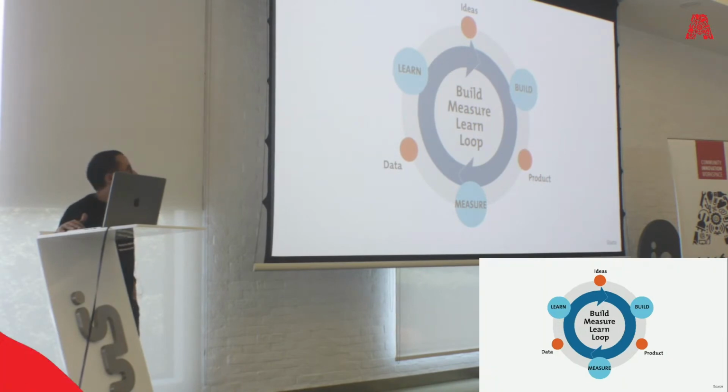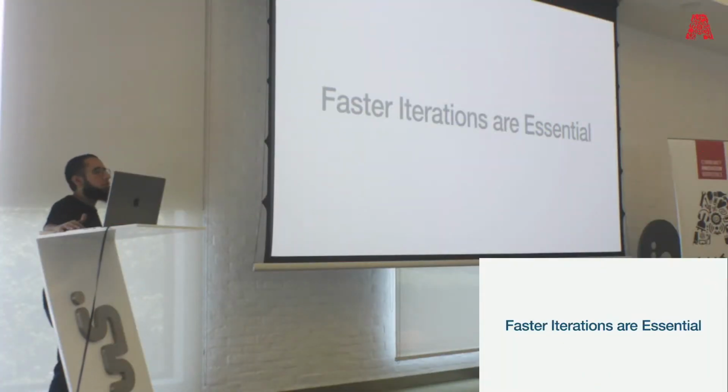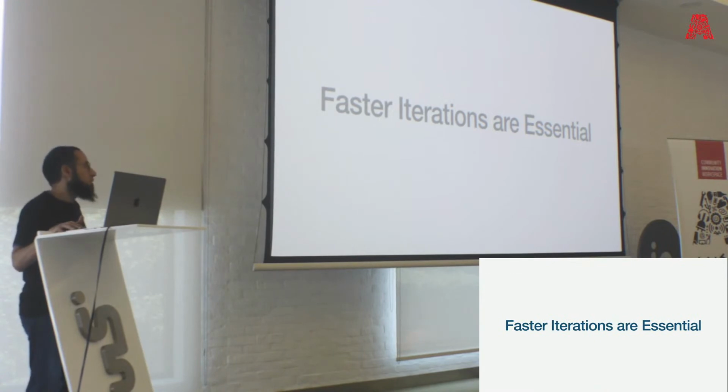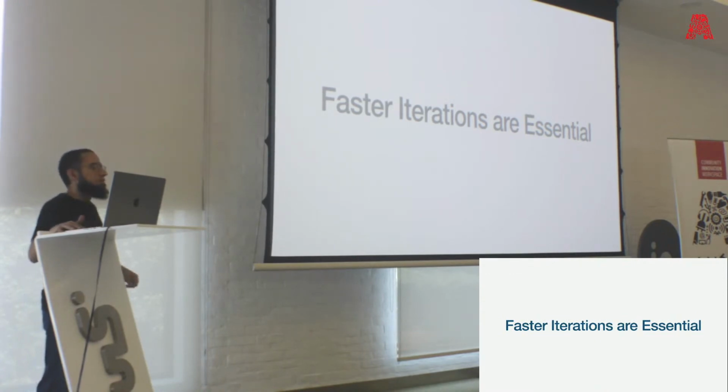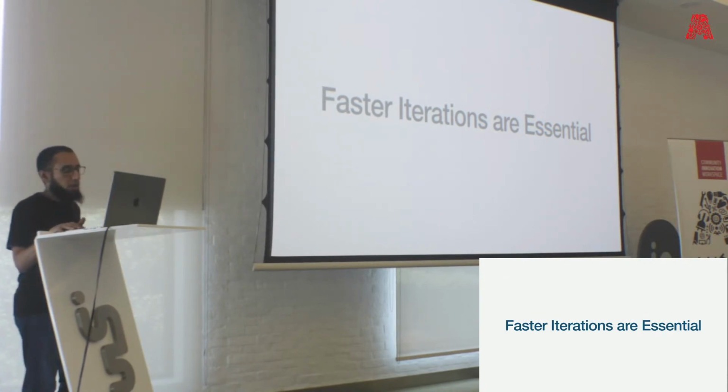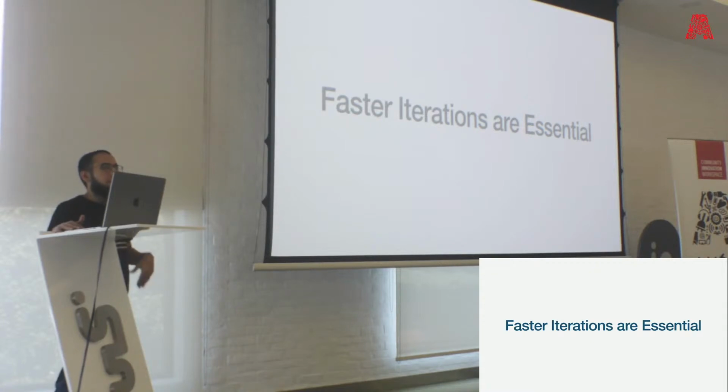But really the key point here is that faster iterations are essential for the success of a startup. The faster that loop is, the more likely you can be successful when working on a startup. Especially because the faster you ship, the faster you understand the customer's needs, and the faster you can adapt to them, the quicker you can change your product, find good product market fit, and basically bring success to the startup that you're working on.